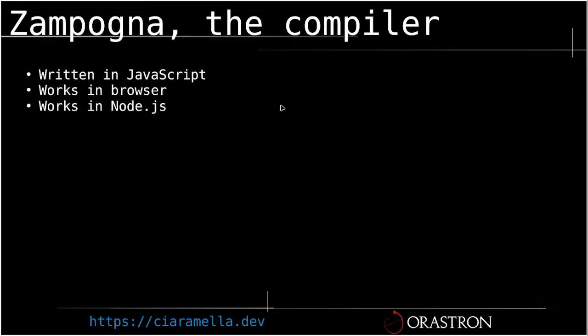We should have the compiler already on npm, so you should be able to just use it via npm. It's called Zampogna. So npm install Zampogna if you want. And it is extremely small. Actually, I think we reached the 2000. Too much, maybe. We had to cut lines of code.